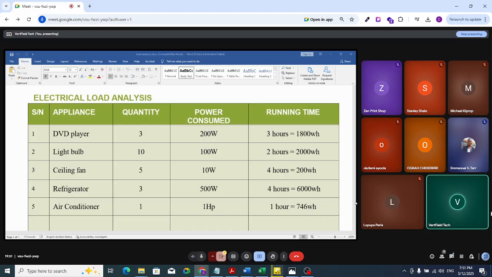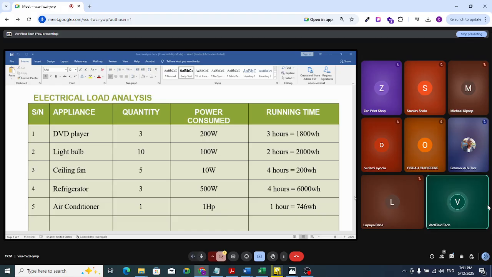Now we have the running time. The running time has to do with how long Mr. Michael wants his appliances to run. It simply means: how long will Mr. Michael be powering up each and every one of these appliances? Please note that the running time and the backup time are not the same.